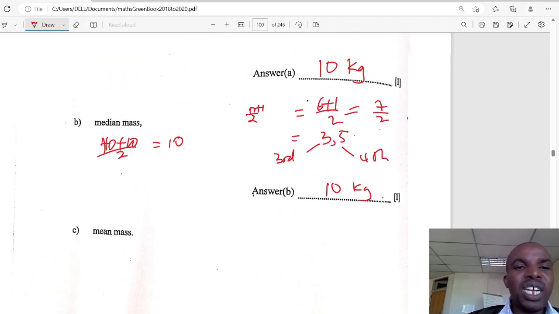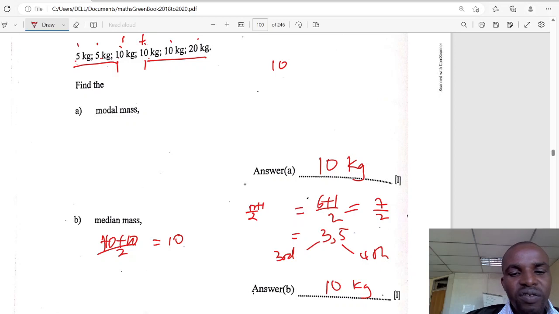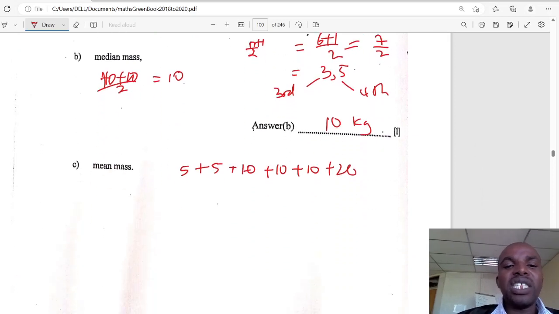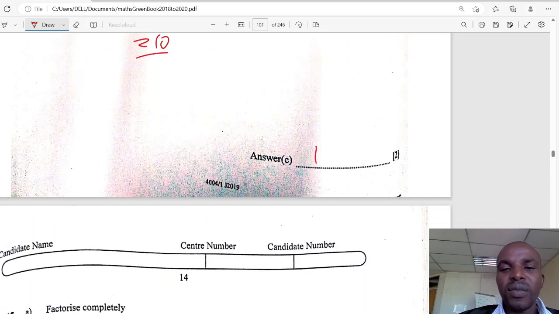Then the mean mass. Mean mass, you add all the masses. So it will be 5 plus 5 plus 10 plus 10 plus 10 plus 20. Then over, how many are these masses? These masses, they are 6. So over 6, that's the mean. 5 plus 5 is 10, plus 10 plus 10 is 40, plus 20 is 60. So 60 over 6 is 10 kg. That's the mean. Looks like everything is just 10 kg.